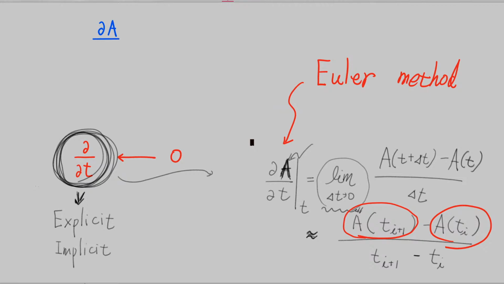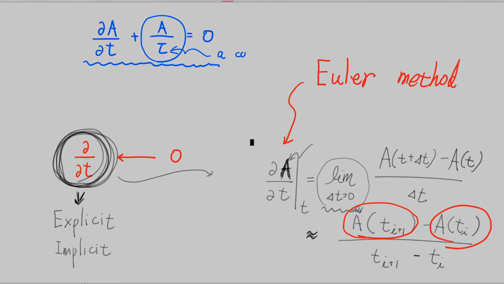Round A over round t plus A over tau equal to 0. If you have such an equation, now this is nothing related with your time derivative. You know it. Once you have A, then tau is also assumed to be a constant.